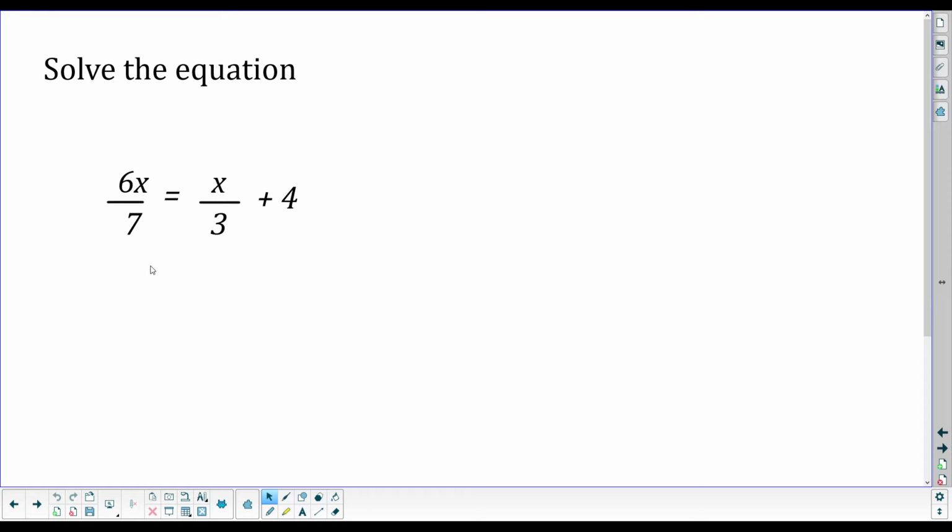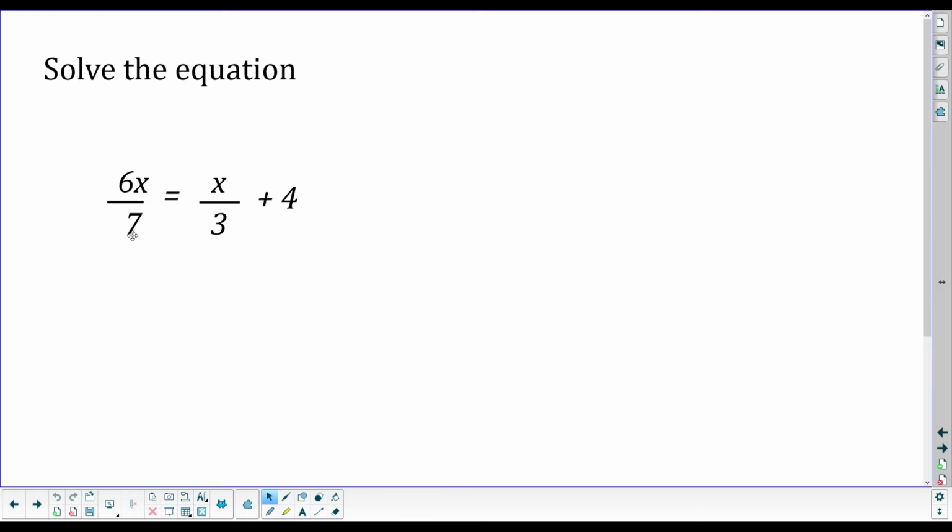Okay, so how do we undo division? Well, we undo it with multiplication. Okay, so as long as we multiply everything in the equation by something, we don't change the equality of that, right? We don't change the nature of that equation. So what we're looking for is something that we can multiply everything by that will get rid of this divided by 7 on the one fraction and get rid of this divided by 3 on the other fraction. And so what we're looking for is what's called the least common multiple.